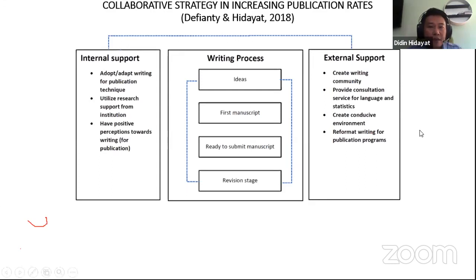Yeah, for the internal support, what teachers can do is to adopt or adapt writing for publication techniques. There are a lot of things that teachers can do. For example, they can always have a look at their previous research or even their master's degree thesis, to adopt and then adapt that, and then publish a new one with new additional content on the research. And then the second one is to utilize research support from the institution.